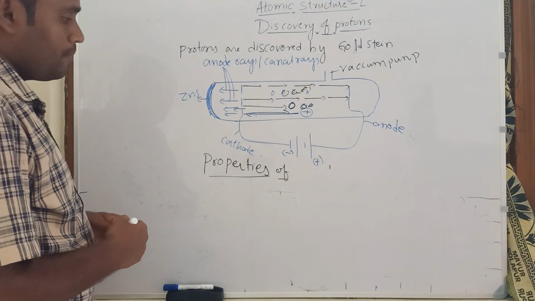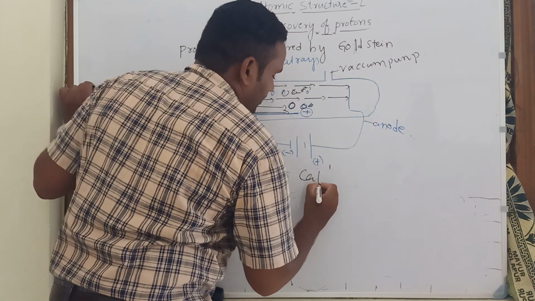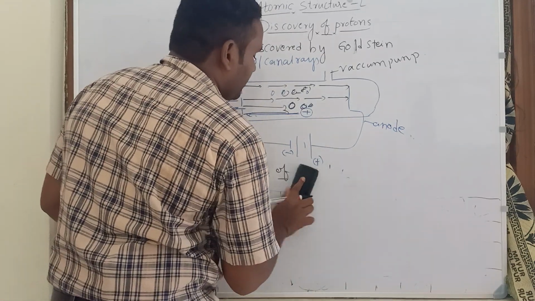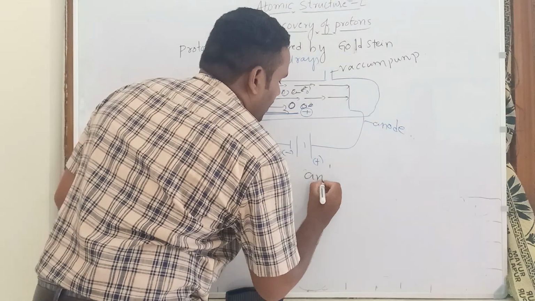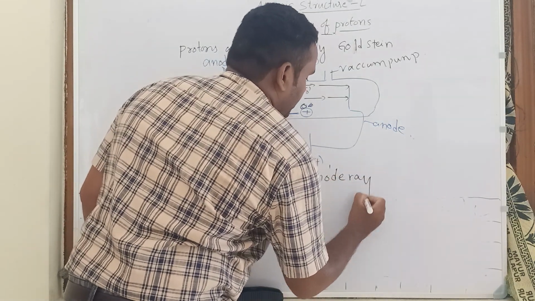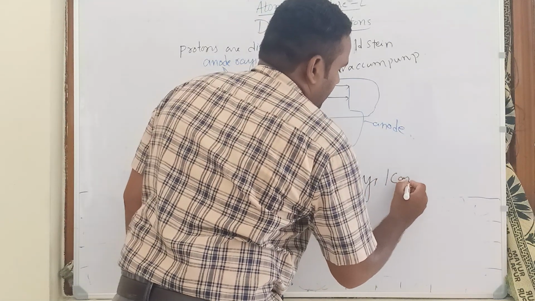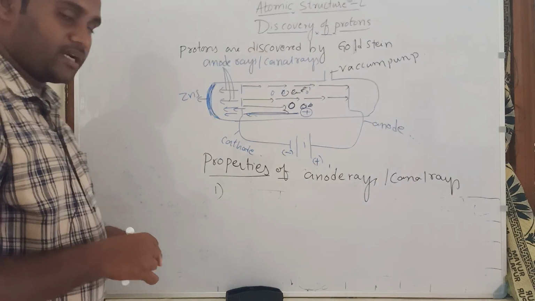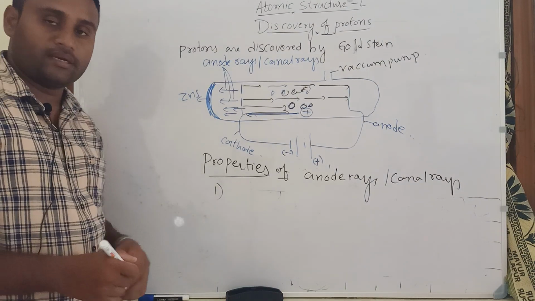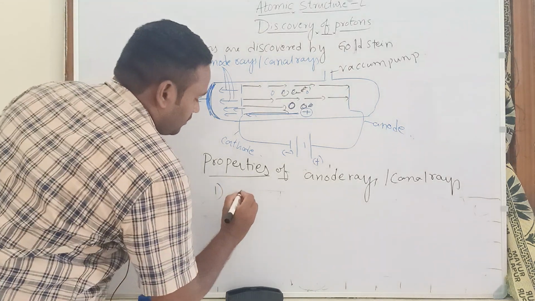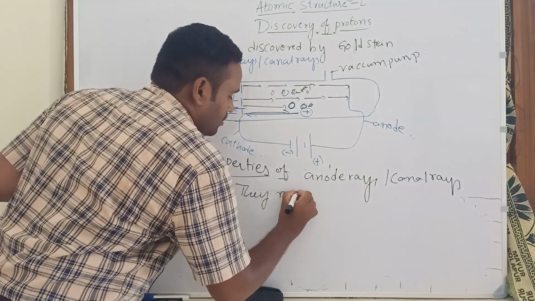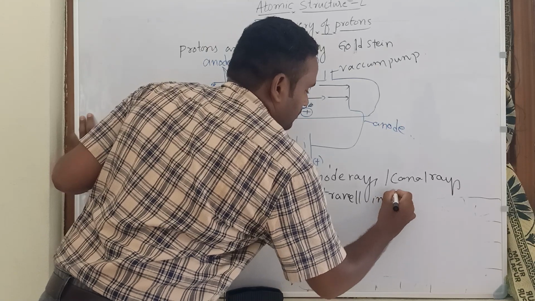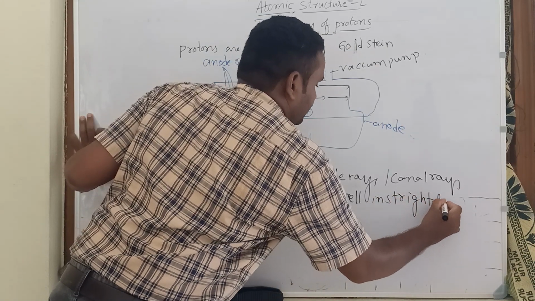Now let us discuss the properties of, sorry, not cathode rays, these are anode rays. Properties of anode rays or canal rays. The first property: they travel in a straight line, without any deflection.